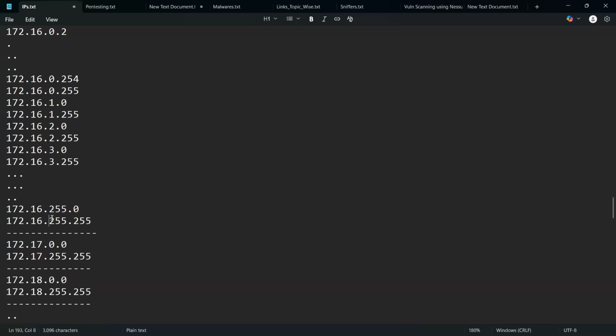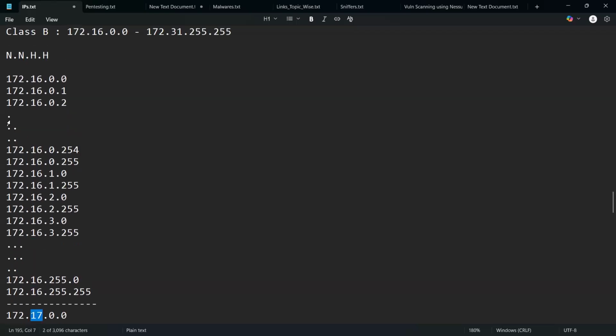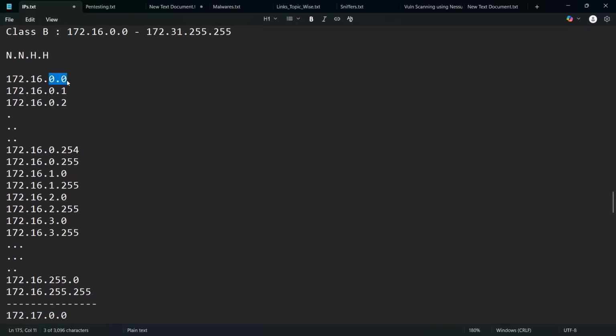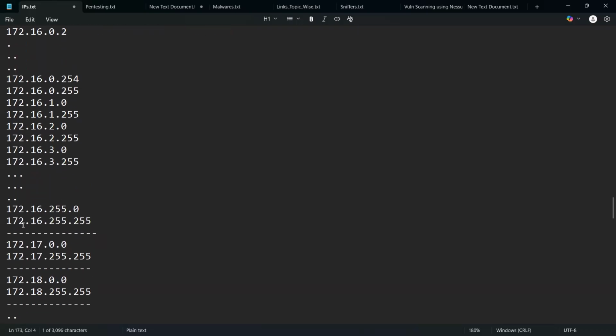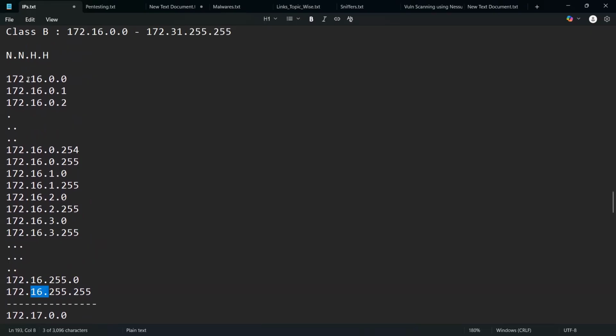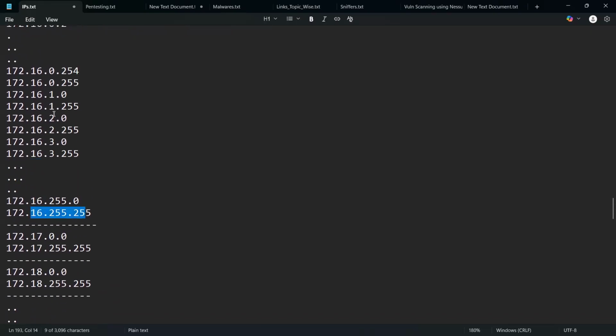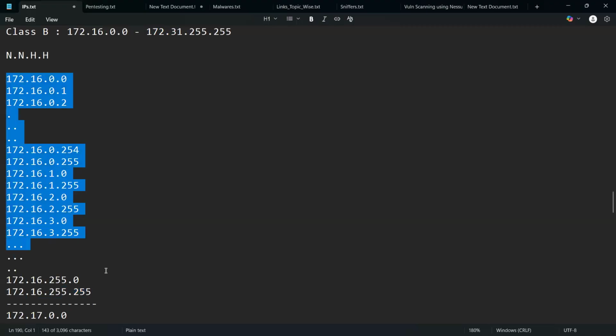Once it reaches the maximum values in both these octets, they cycle back to zeros, and the 16 now changes to 17. Whenever there's a change in the network portion, the network divides there. As long as there's a change in the host portion, it's irrelevant. All of these are just different hosts in the same network. But whenever there's a change in the network portion, the network divides. So from 16.0.0 all the way up to 16.255.255, all of this is one single network itself.